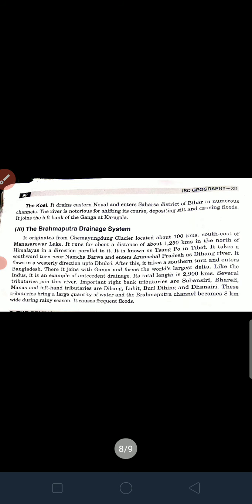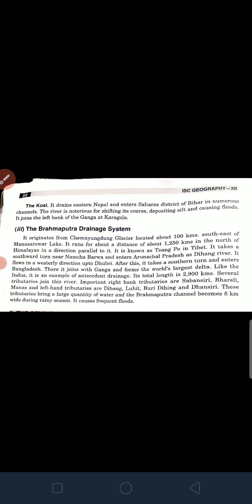Then the Kosi river drains eastern Nepal and enters the Saharsa district of Bihar in numerous channels. The river is notorious for shifting its course, depositing silt and causing floods. It joins the left bank of Ganga at Karagola.